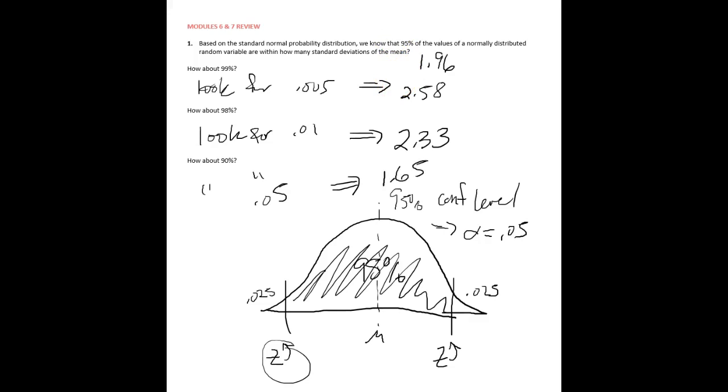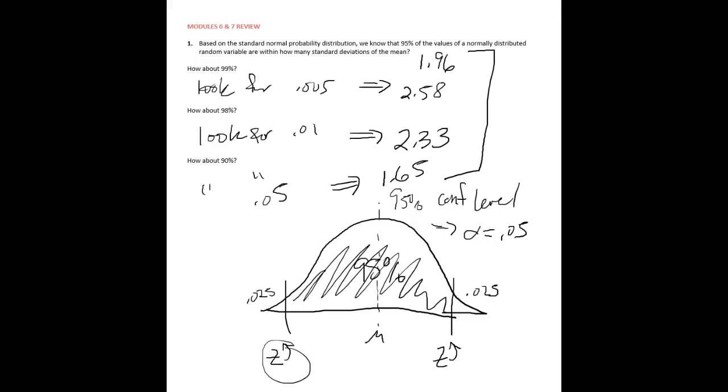All right, so 1.96 is the z-value associated with the 95% confidence interval. 2.58 is the z-value associated with the 99% confidence interval. 2.33 is the z-value associated with the 98% confidence interval, and 1.65 is the z-value associated with the 90% confidence interval. These numbers you kind of want to memorize, because you're going to be using them all the time.